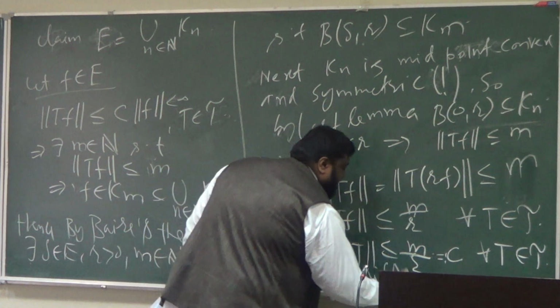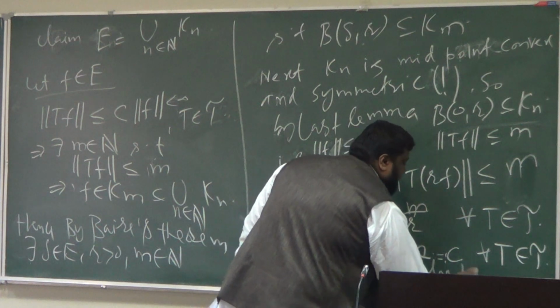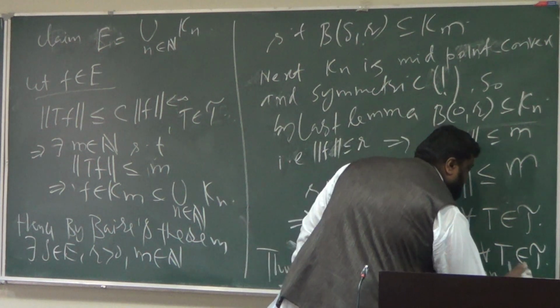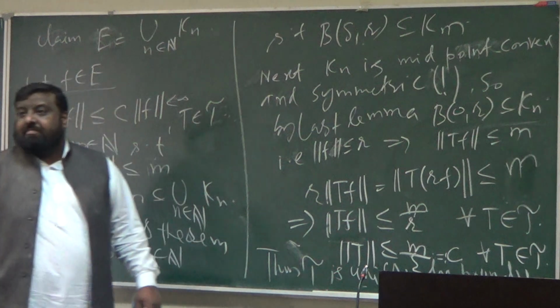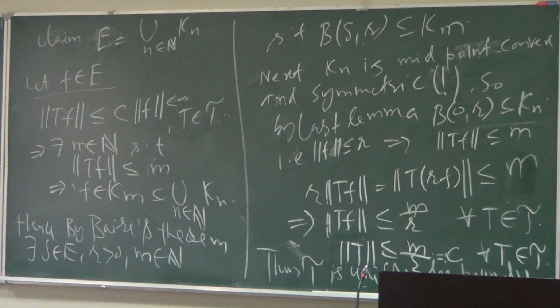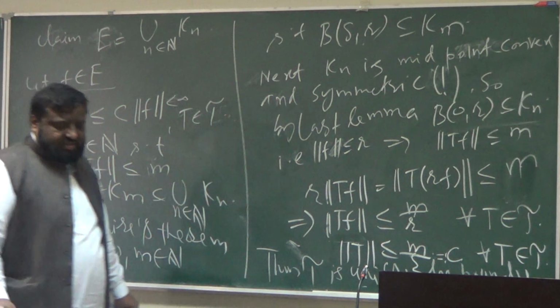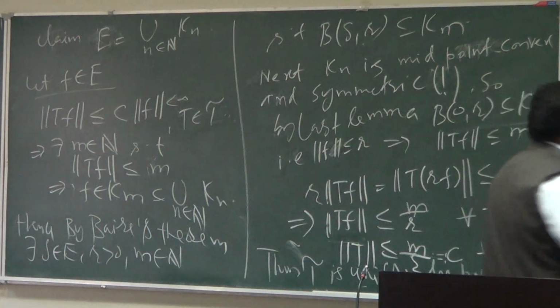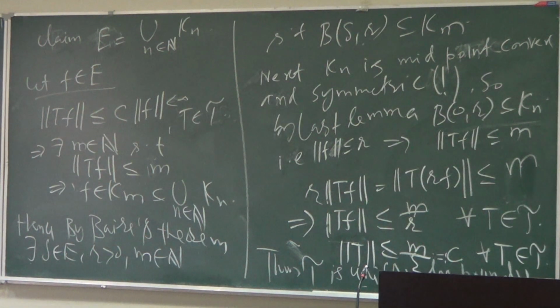The family is uniformly bounded. Uniform boundedness to pointwise is trivial. So we did it already, so no need to do it again. When we apply T of rf, we are saying it is less than or equal to m. Figure out what's going on. It's a pretty simple thing.